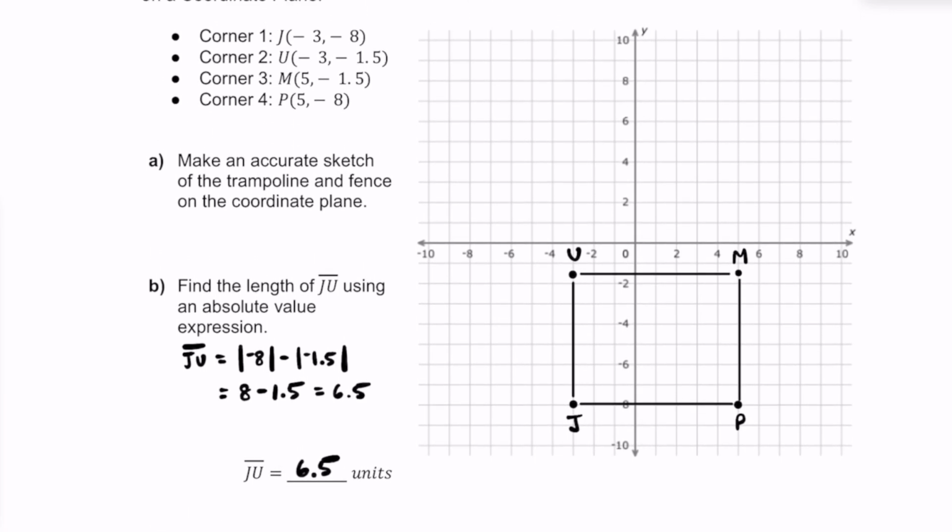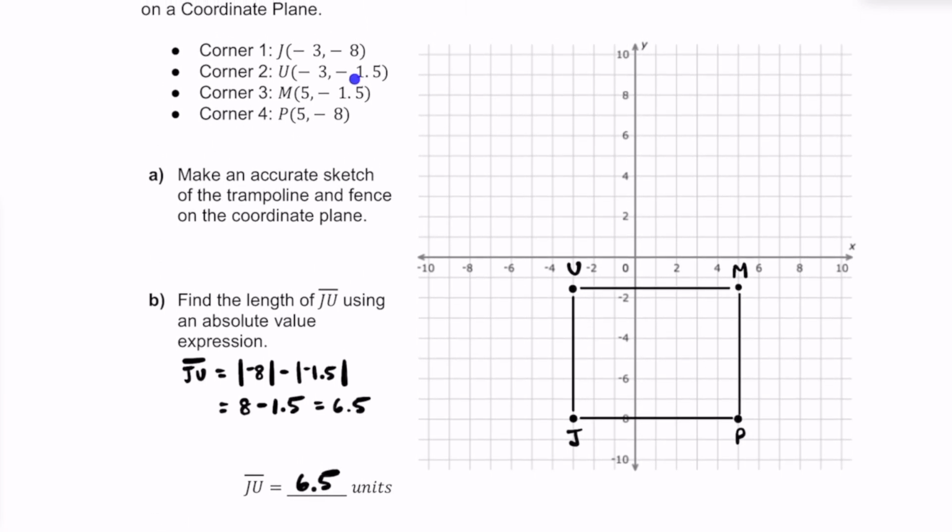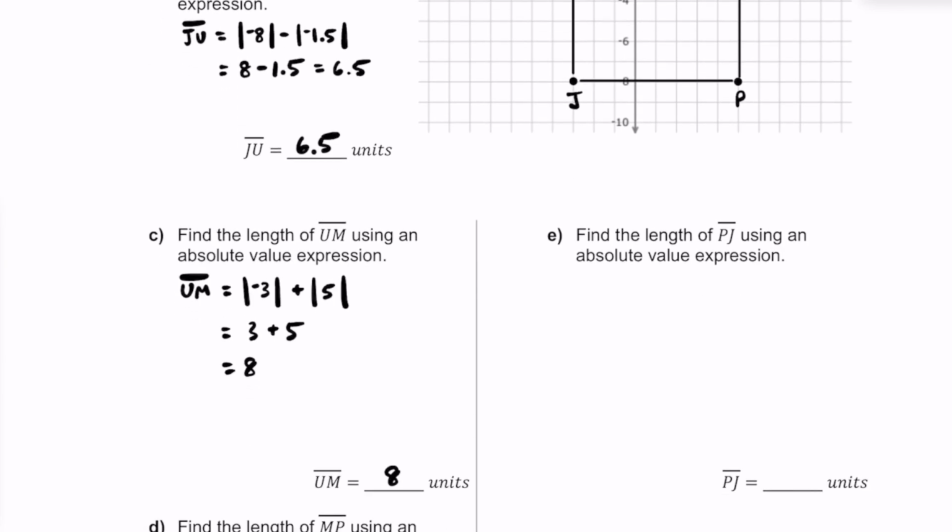So let's see, segment MP. Let's go ahead and look at these 2 letters, M and P. They have matching X coordinates, which makes sense. They're vertical to each other. These 2 Y coordinates are in the same quadrant, so we should subtract their absolute values. So we have -1.5 and -8.